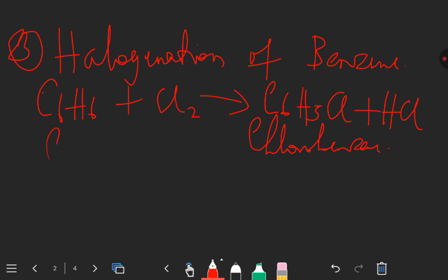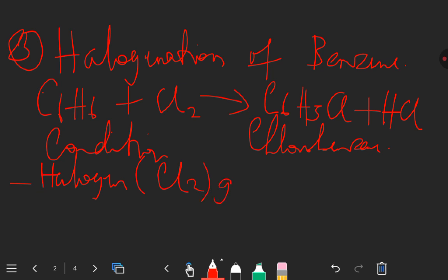Then the conditions which have to be maintained for this reaction to take place are that there has to be the presence of chlorine gas, of course, a halogen, should I say. So there has to be a halogen. In this case, we used chlorine gas. Other than that, there must be a Lewis catalyst.